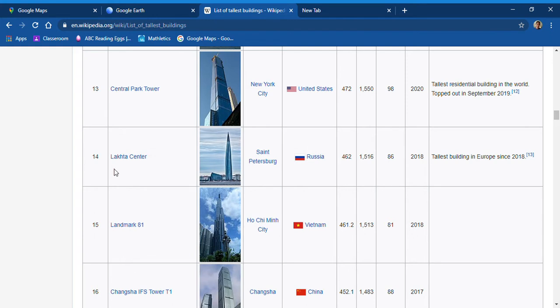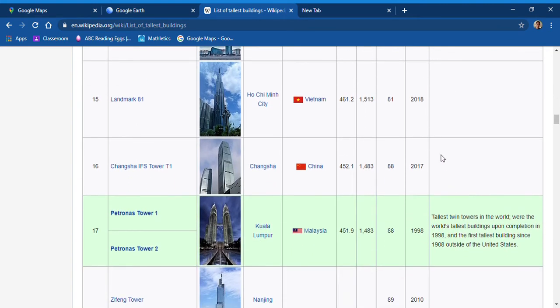So, number 14 is the Lakhta Center, St. Petersburg, Russia, 2018, tallest building in Europe since 2018. Number 15 is Landmark 81, Ho Chi Minh City, Vietnam, 461.2 meters, 1,513 feet, 81 floors, and it's 2018.